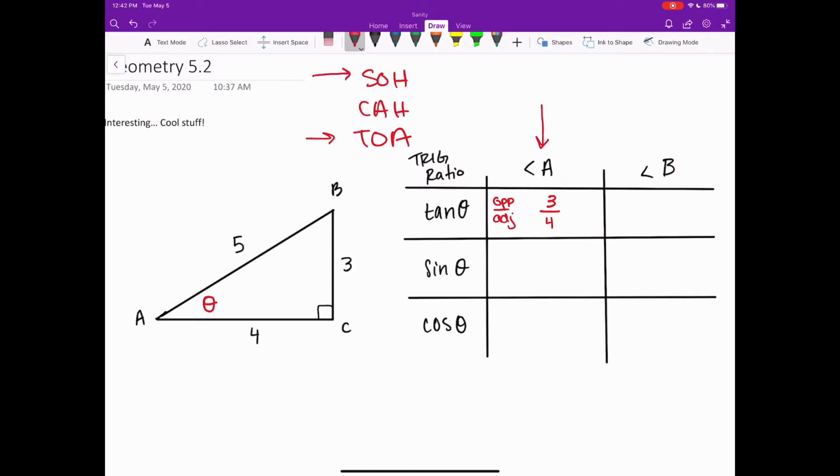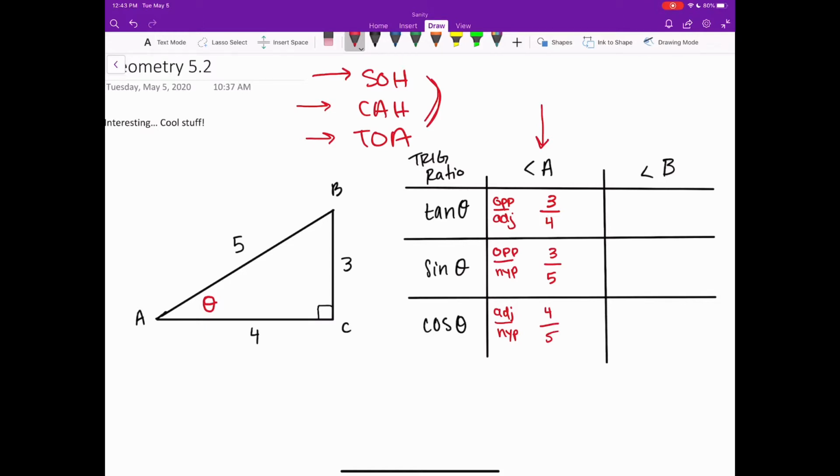Sine, looking at my mnemonic device, is opposite over hypotenuse. The side opposite of theta is 3, and our hypotenuse is the side opposite of the right angle, also the longest side, which here is 5. So I have a ratio of 3/5. Cosine, that last one, is adjacent over hypotenuse. Isn't this so nice, having all of your things written down? I love those. So I have an adjacent side of 4 over that good old hypotenuse of 5.